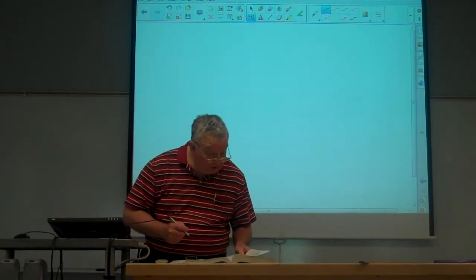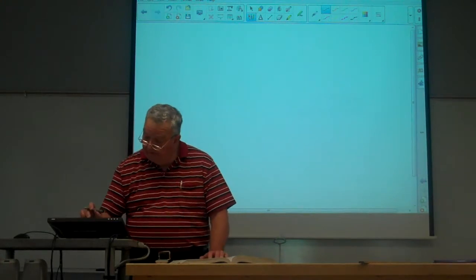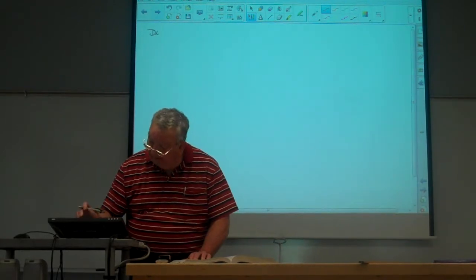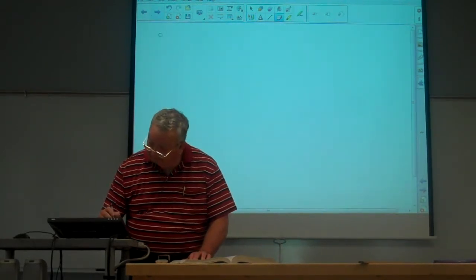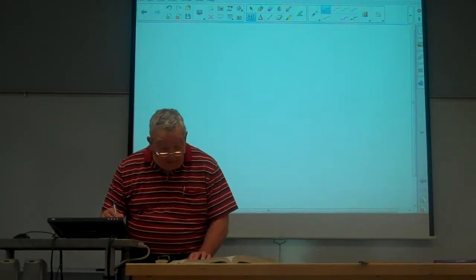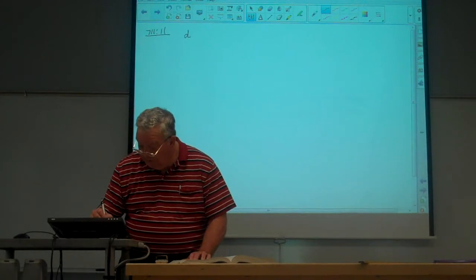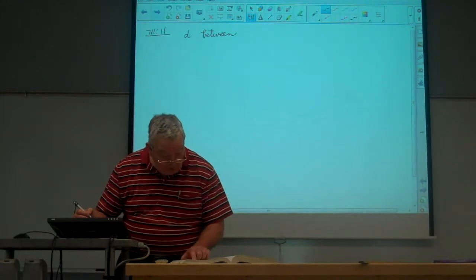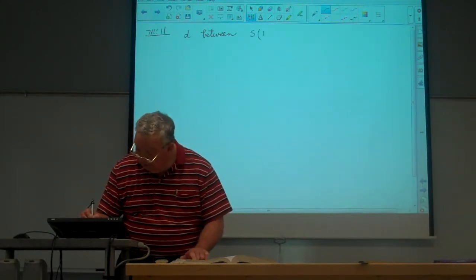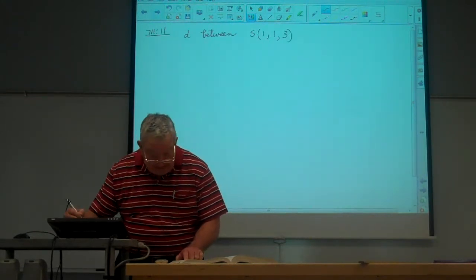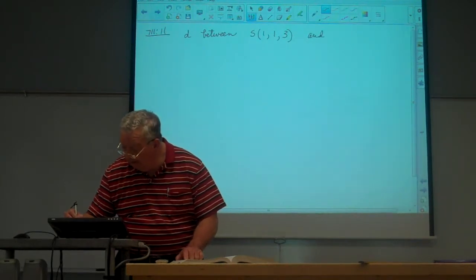I need to do 2 more here. And that is, I want to find the distance. This is example 11, page 711, number 11. I need to find the distance between S, which is 1, 1, 3, and the plane.